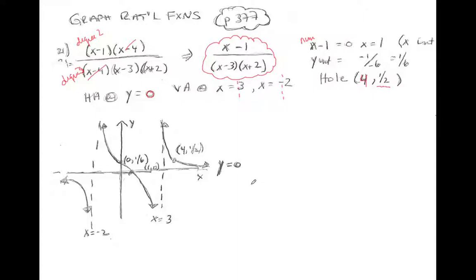table set where you can look at, you know where your bad x's are. You know where your hole is. You know where your intercepts are. Then plug in what's happening around -2, what's happening at -100 and -1,000, +100, +1,000.